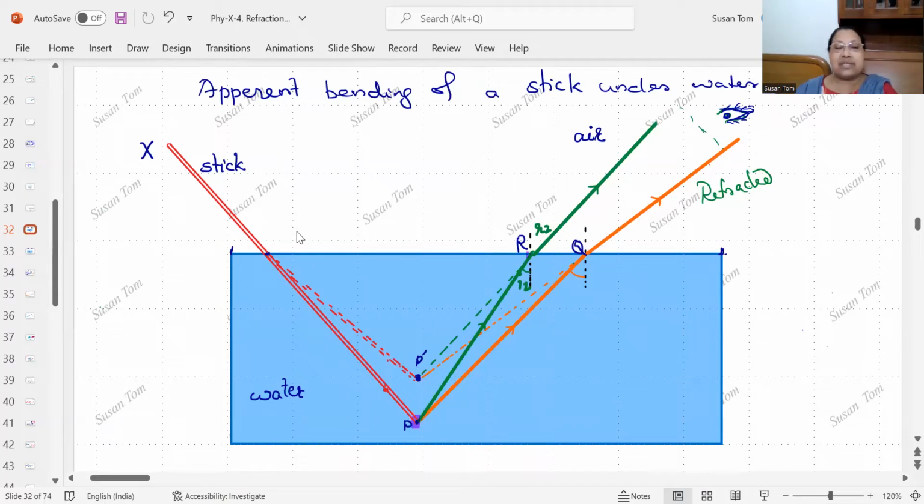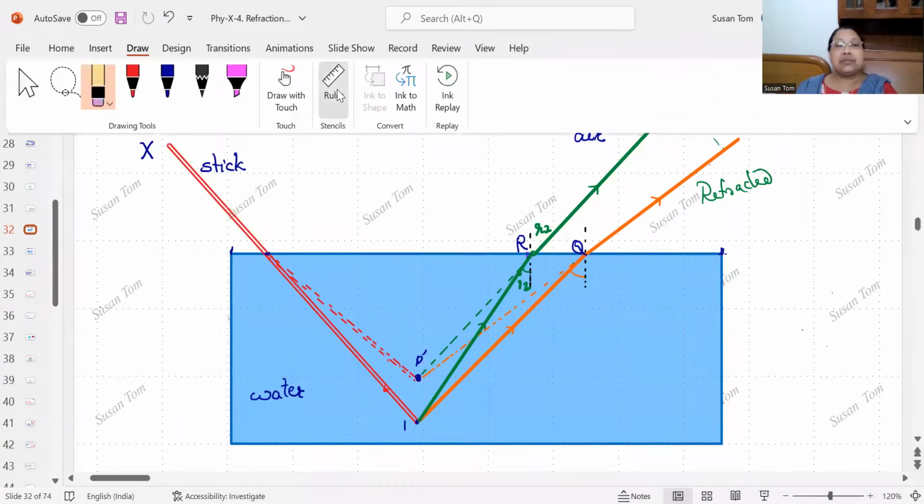With that, we'll stop today's class. And I'm just taking the ruler to show you how to draw this.